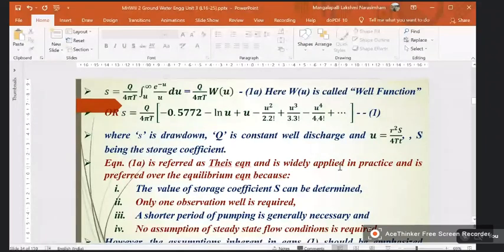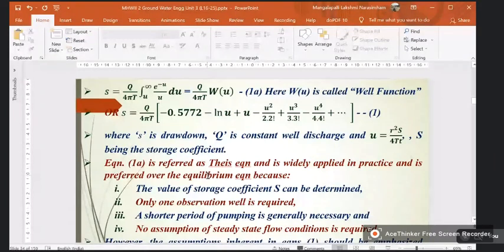and is widely applied in practice and is preferred over the equilibrium equation. The reason is that the equilibrium equation considers that throughout the period of pumping, the discharge is being pumped out at a constant rate and the same head is maintained.